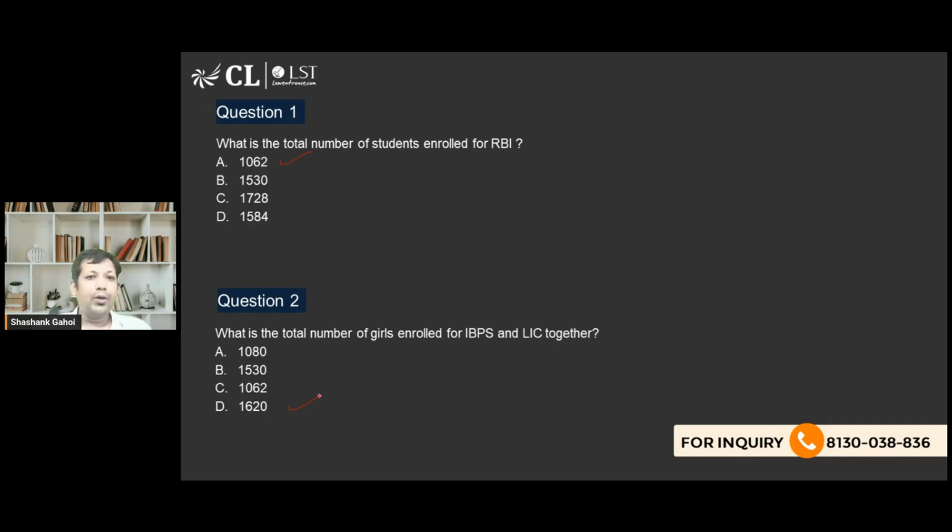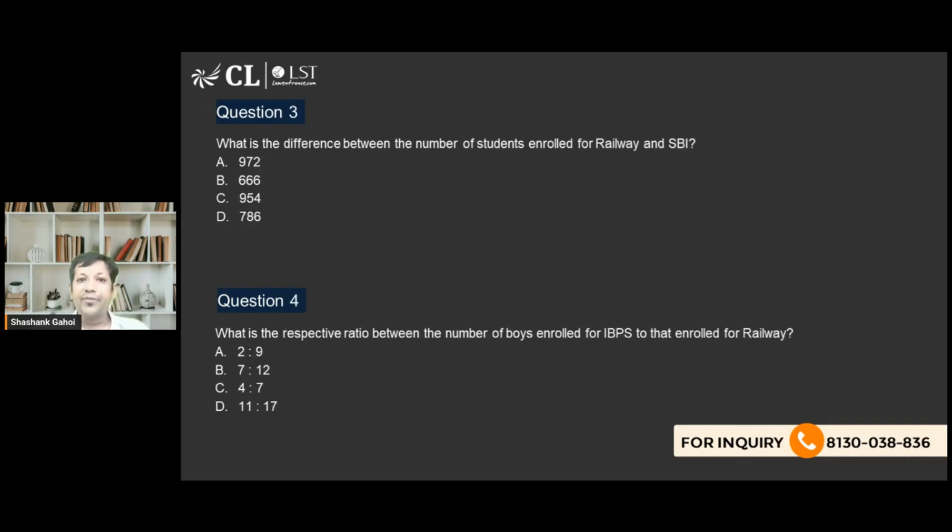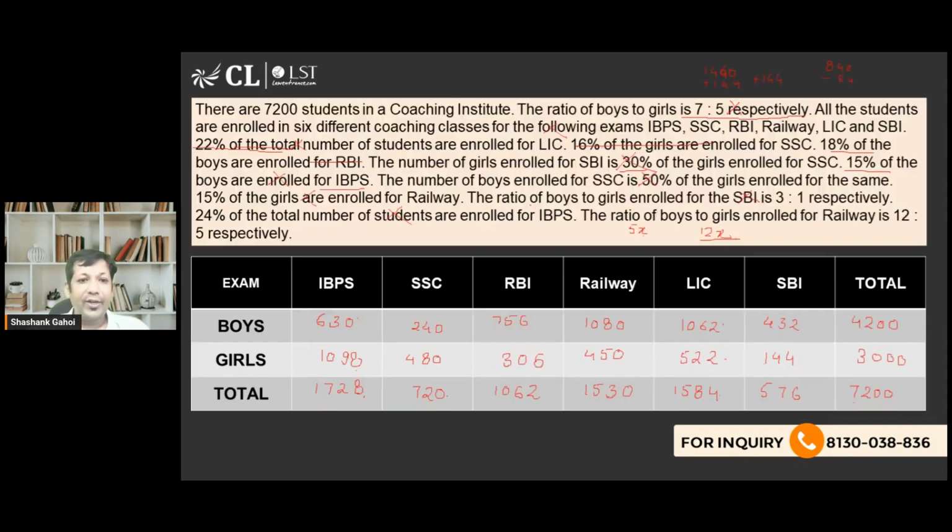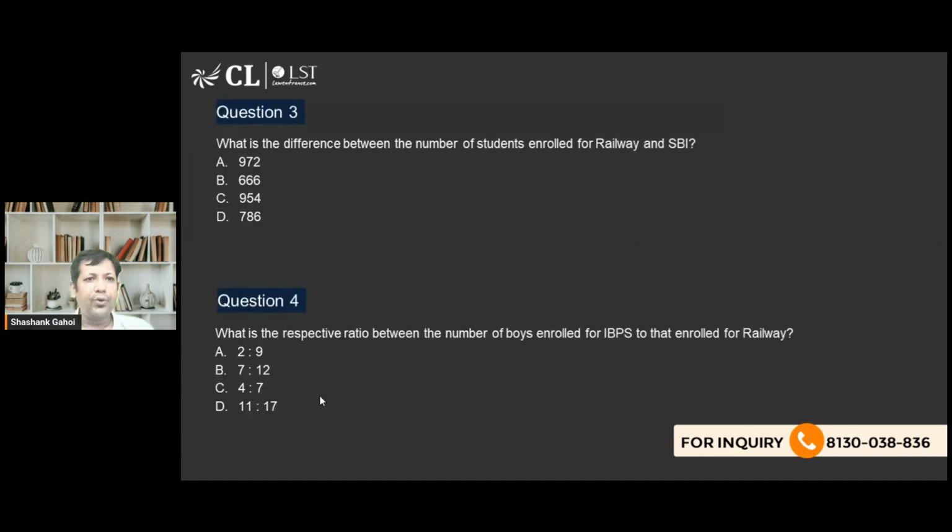Okay, now next one. What is the difference between the number of students enrolled for railway and SBI? The difference between the number of students, it's not talking about male or female or boys or girls, it is talking about the total difference. Railway and SBI. So railway is 1530, SBI is 576. So the value comes out to be 954, and that's the answer. So I got the answer as option C.